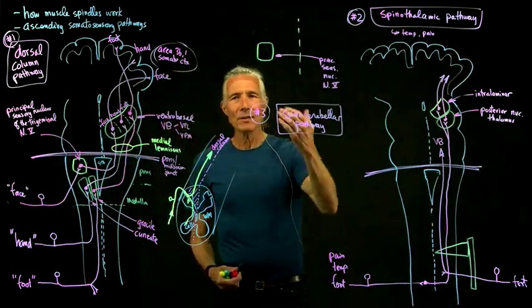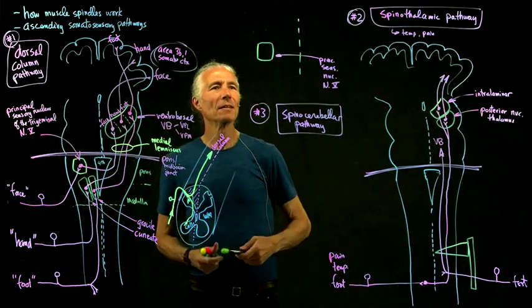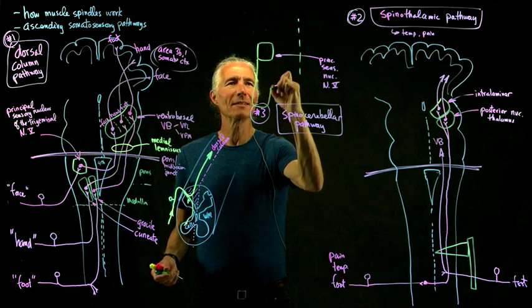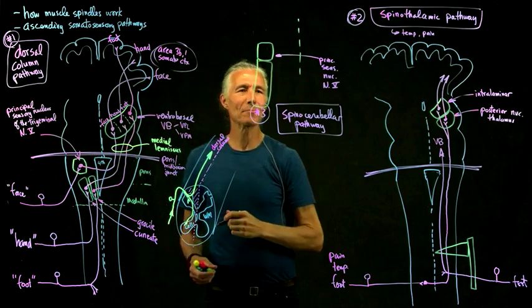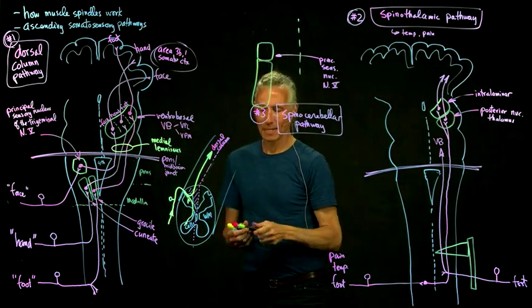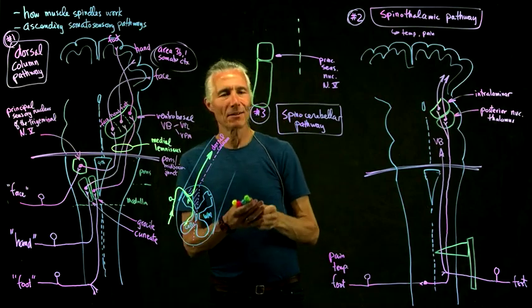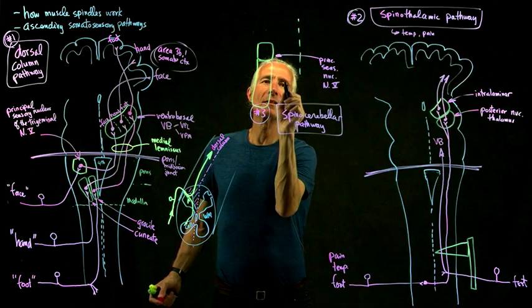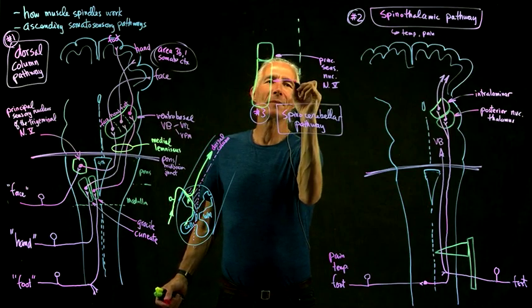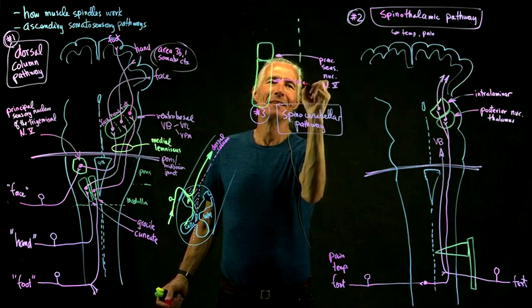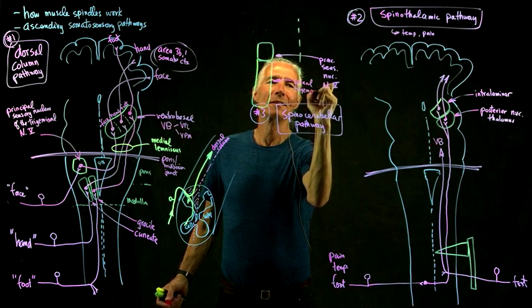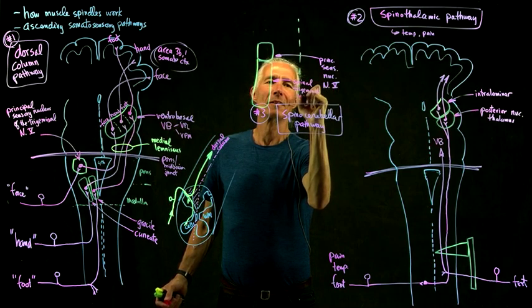But if you actually look at brain sections, what do you see? You see this giant thing hanging down from it that's like six times as big as the principal sensory nucleus. And what is that called? It's called the spinal trigeminal nucleus.